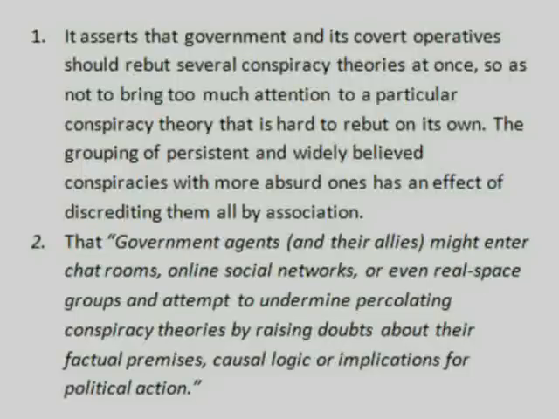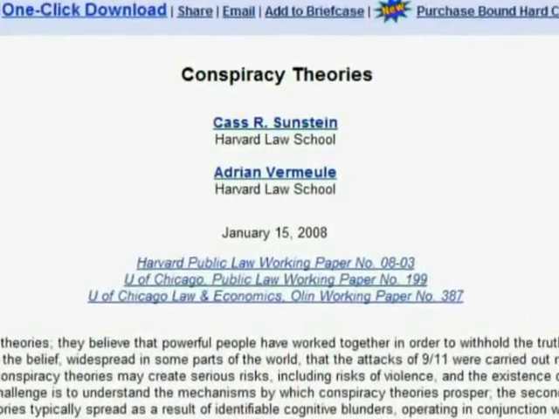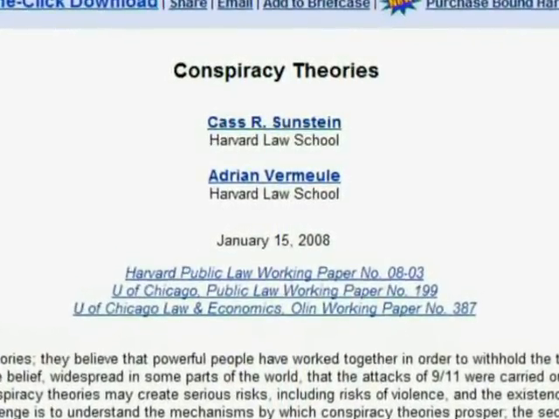And 2, and this is a quote, "government agents and their allies might enter chat rooms, online social networks or even real space groups and attempt to undermine percolating conspiracy theories by raising doubts about their factual premises, causal logic or implications for political action." Additional strategies and insights offered by the authors are as follows.